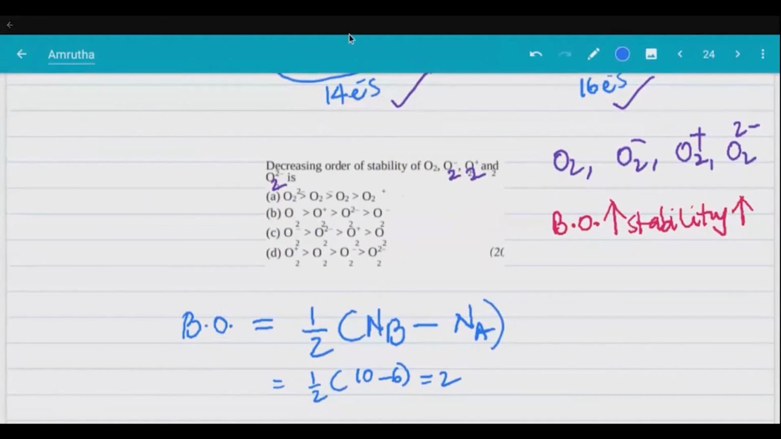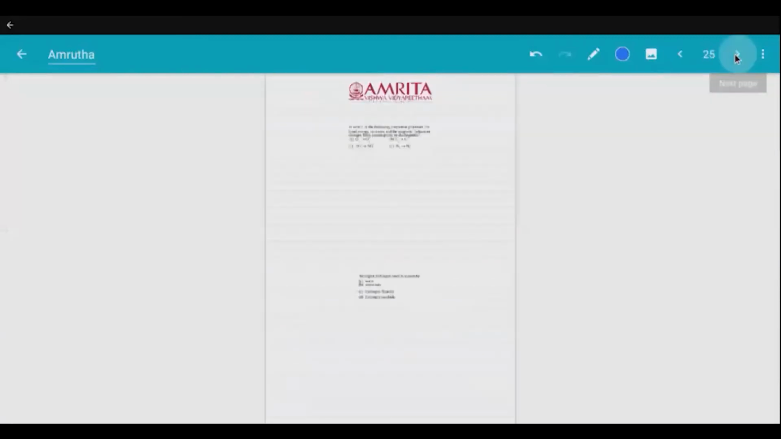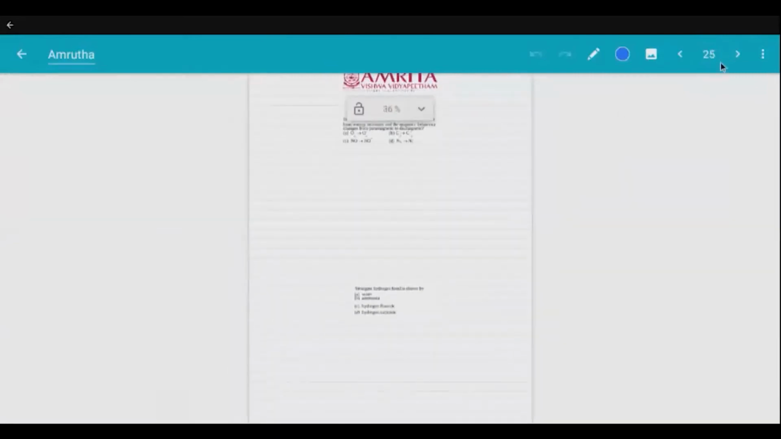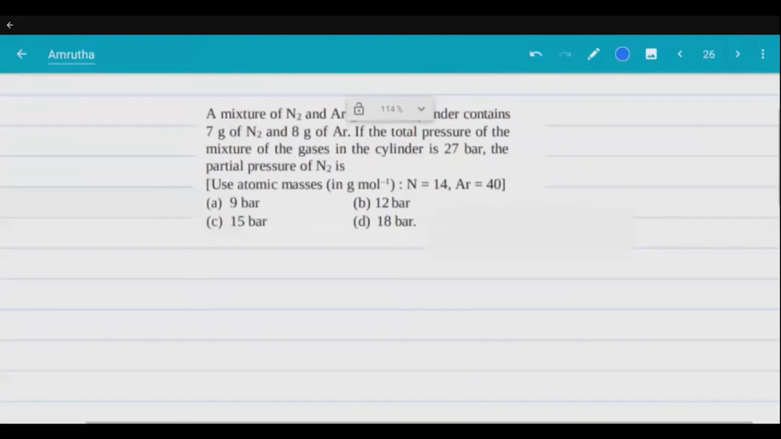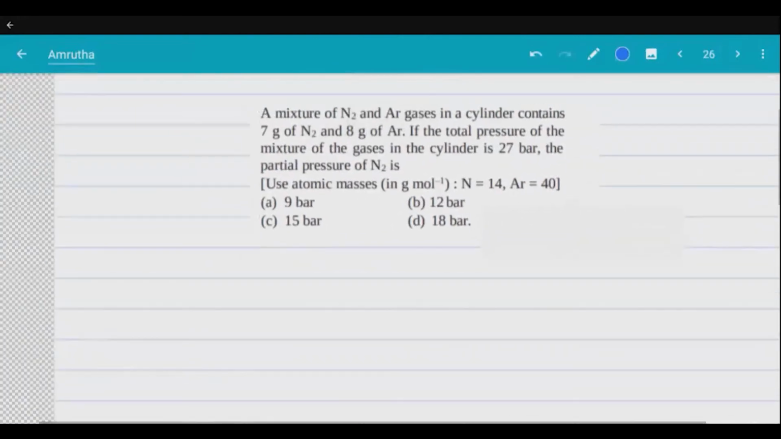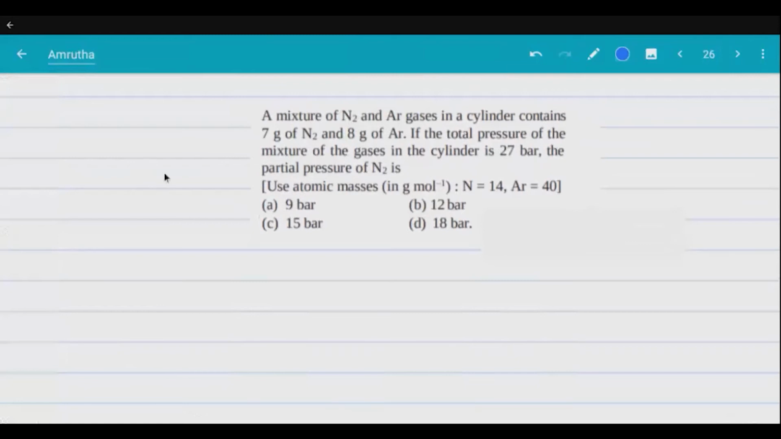Okay. So I'll give you more questions here based on the same concept. Moving on to the next concept now. Yes, done. This one is from states of matter, the gaseous state. Look at this question, a somewhat different concept. It is not chemical bonding.